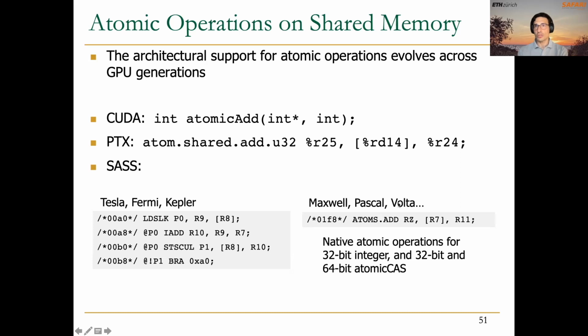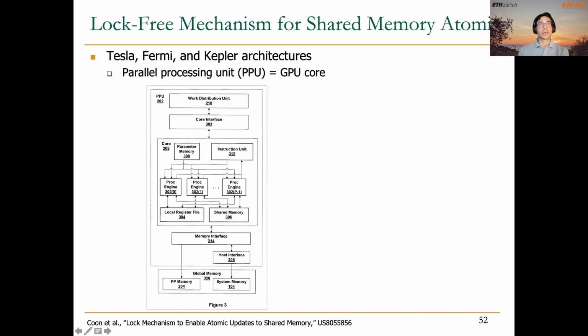did some microbenchmarking. Since Maxwell, we have native atomic operations in shared memory, at least for certain data types and operations. But let's first talk about this lock-free mechanism for shared memory atomics that existed from the Tesla to Kepler architectures. This is a patent that explains this lock-free mechanism.